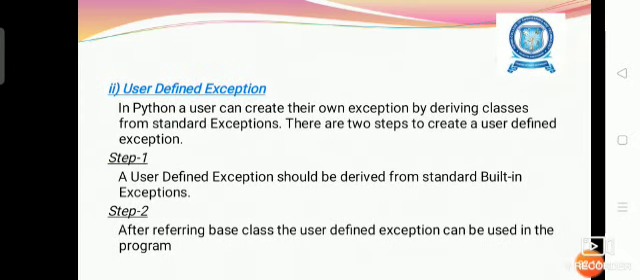Then user defined exceptions. Users can create their own exceptions by deriving classes from the standard exceptions. There are two steps to create the user defined exception. In Python there are many types of exceptions, but beyond those, if we want to mention our own different type of exception, we can, but we derive our user defined exception from the standard built-in exception only.